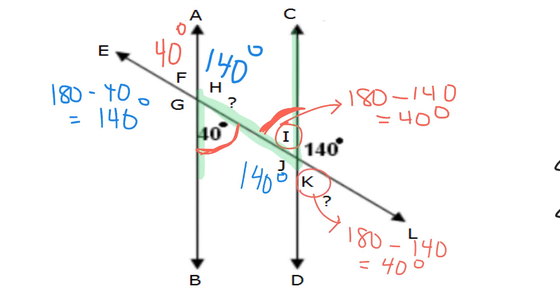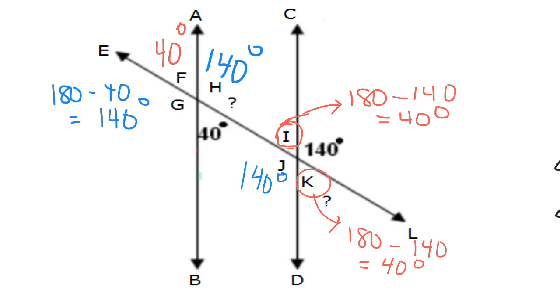Again, another way that you could figure this out, which would also be correct, is if you know that angle I is 40 degrees, it is directly opposite to angle K. So they have to be the same. So if angle I is 40, then angle K also is going to be 40 degrees. So we could use the supplementary angle theorem, or you could use the opposite angle theorem.